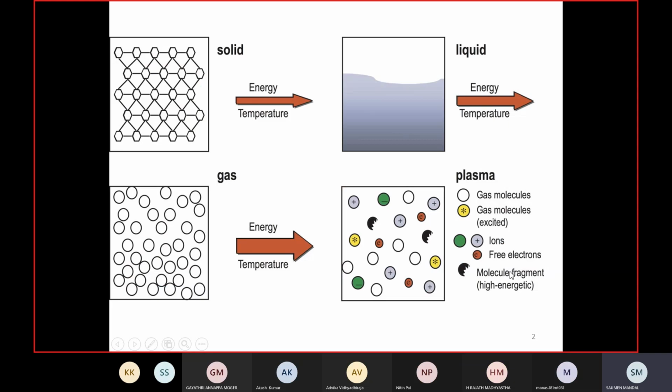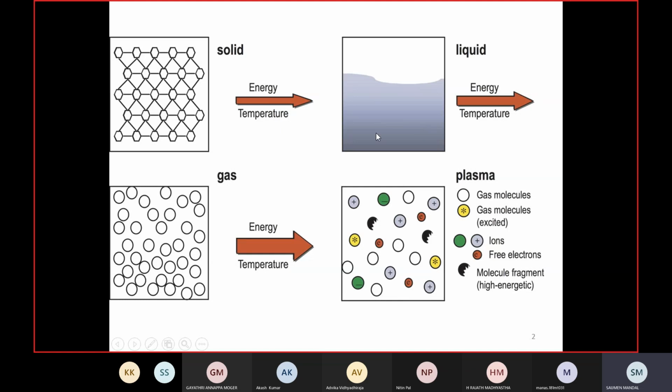This plasma is made of excited gas molecules. You can see that this asterisk symbol is given, and this is actually very important. It has a very important role. Then there is this green color region, which sometimes could be positively charged ions, free electrons, and some molecule fragments.